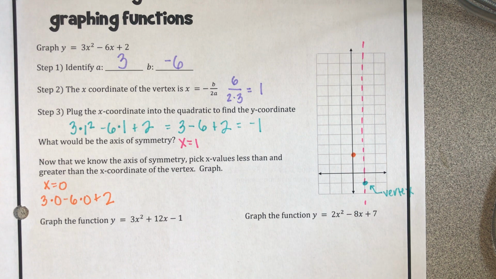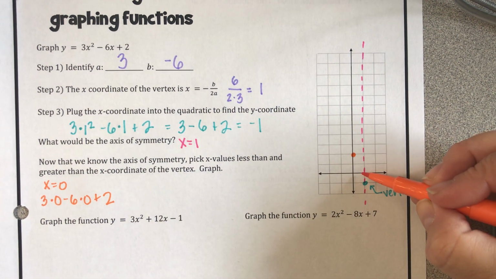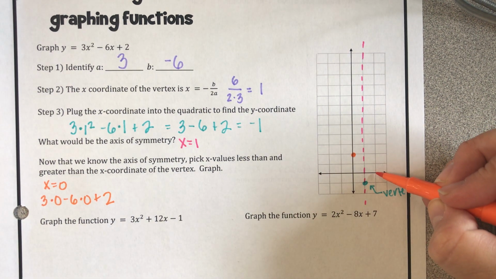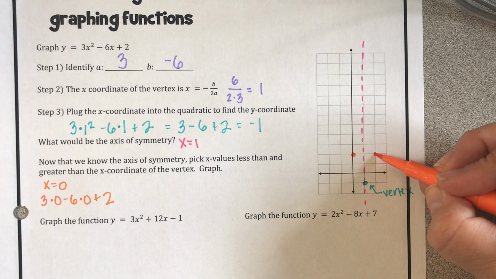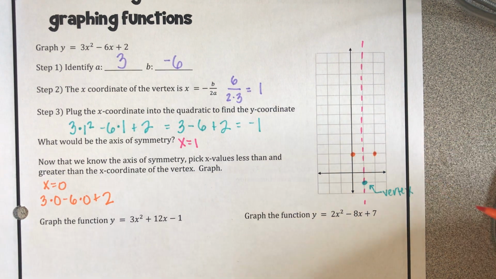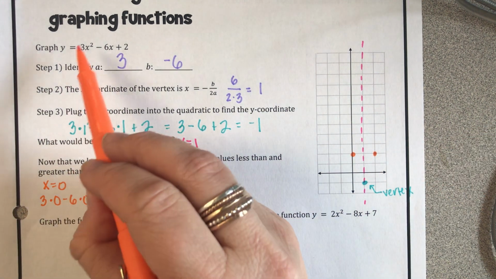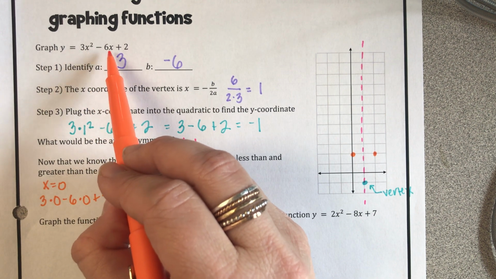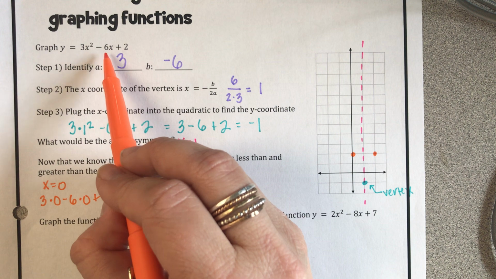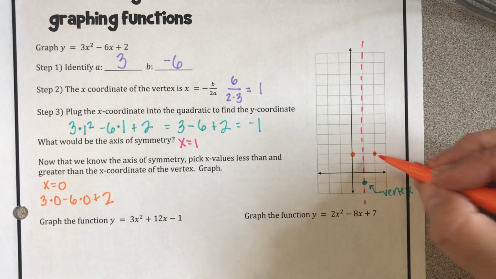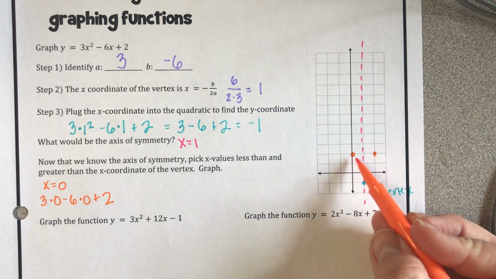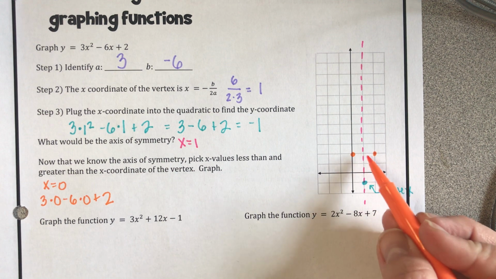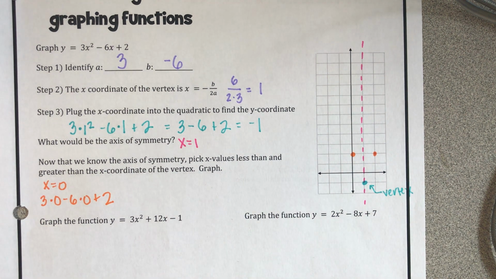Because we know that quadratics mirror on either side of the axis of symmetry, do I need to plug in 2? No, because I know it's going to give me 2. An x of 2 is going to give me a y of 2. 2 squared is 4. 3 times 4 is 12. 12 minus 6 times 2 is 12. 12 minus 12 is 0, plus 2 is 2. So 1 to the left gave me 2, and so does 1 to the right of my axis of symmetry.